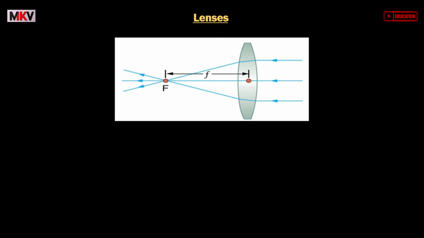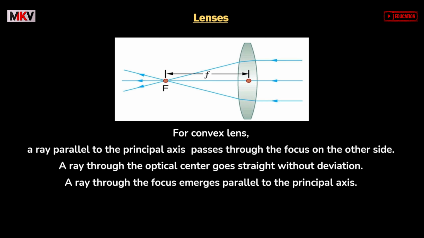For convex lenses, a light ray parallel to the principal axis passes through the focus on the other side. If you look at the rays here, and we consider this to be the principal axis passing through the optical center of the lens, these rays, which are parallel to the principal axis, are refracted through the lens and pass through the focal point.